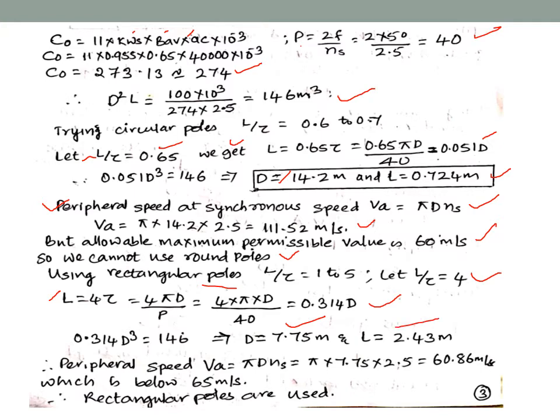You can see here this D and this D. Here D has come out smaller now, so the peripheral speed will be less. Peripheral speed comes out to be pi D NS. This comes out to be 60.86 meter per second, which is below 65 meter per second. So rectangular poles are used. Here the maximum permissible limit is around 65. Okay. So this is how to select the type of pole.